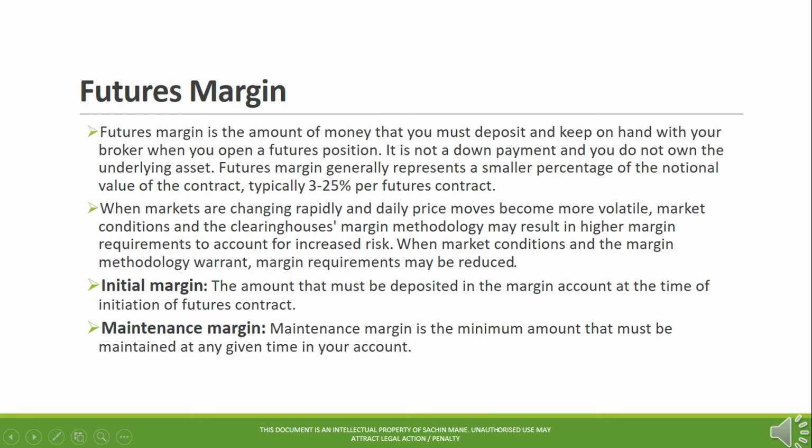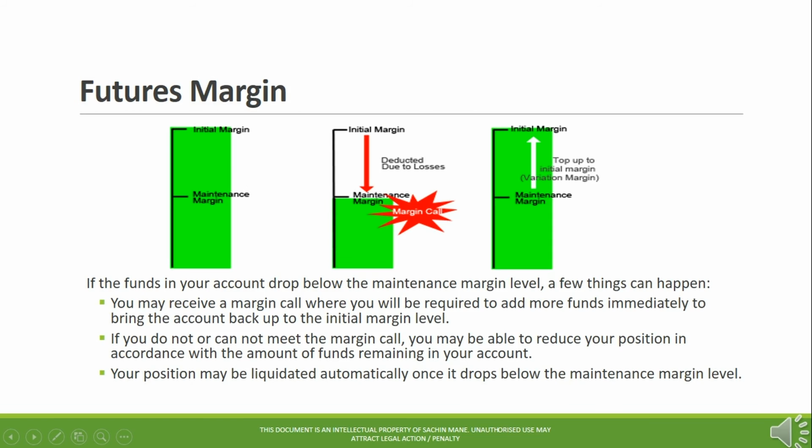Initial margin, the amount that must be deposited in the margin account at the time of initiation of a futures contract. Maintenance margin, it is the minimum amount that must be maintained at any given time in your account. The above diagram shows the graphical representation of the margin system. Initial margin is equal to maintenance margin plus additional margin, also called variation margin.